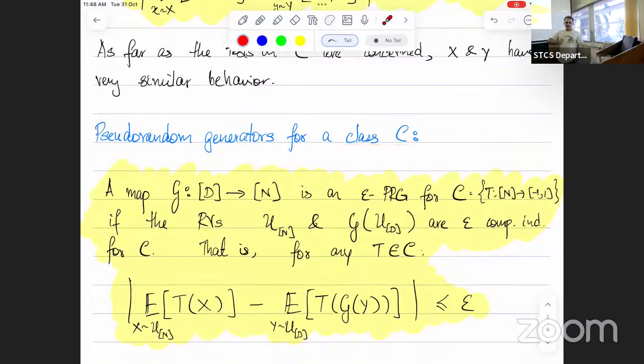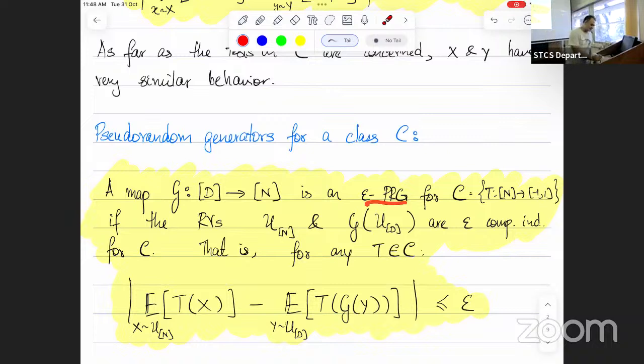It's a definition that you need to first specify what class it is a generator against. So fix a class C. And you say that something is a generator. A generator is, you often think of it as a map from a certain seed space to your domain. So you have a set of possible seeds, which is typically much smaller than the domain size. And it's some function that basically takes a seed and spits out something in your domain.